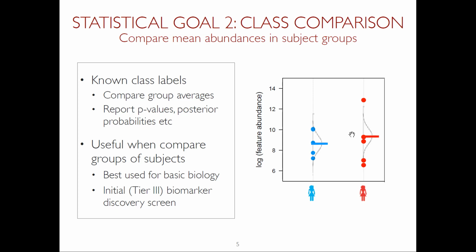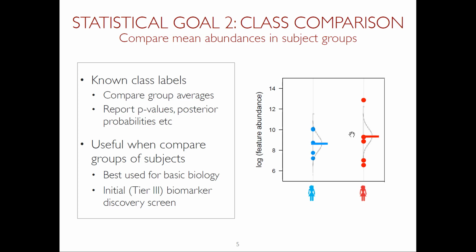And the methods you would use would be t-test, analysis of variance. The readouts would be p-values or posterior probabilities or something like that. And this is very useful. It is very useful in basic biology. It is useful for discovery of potentially useful targets for subsequent targeted follow-up.